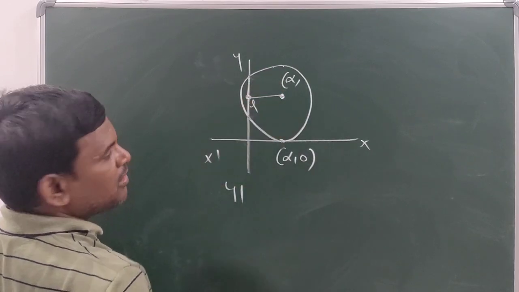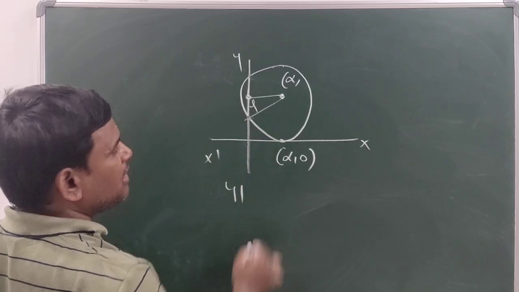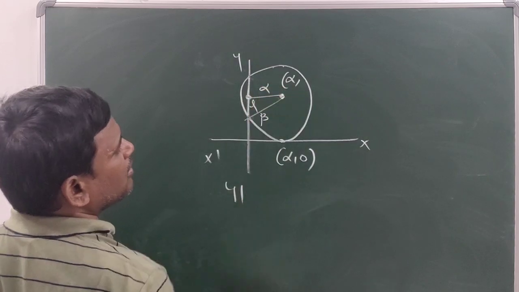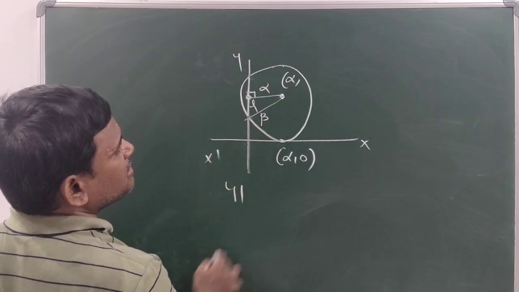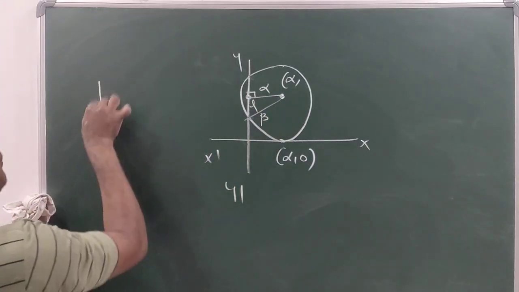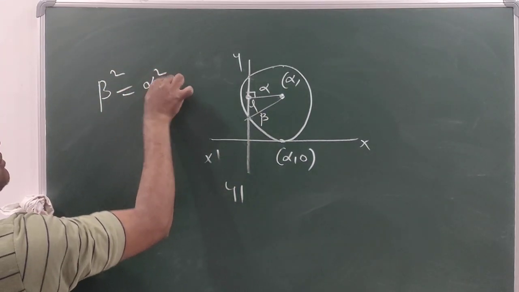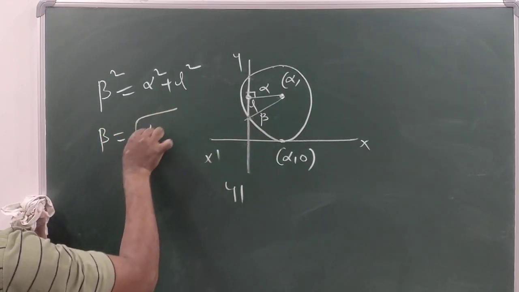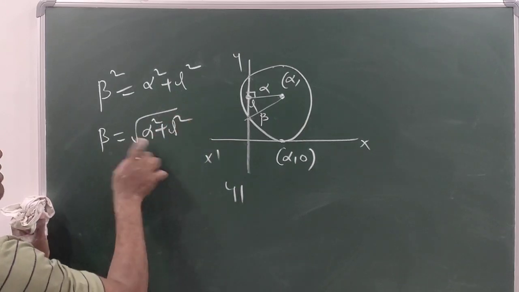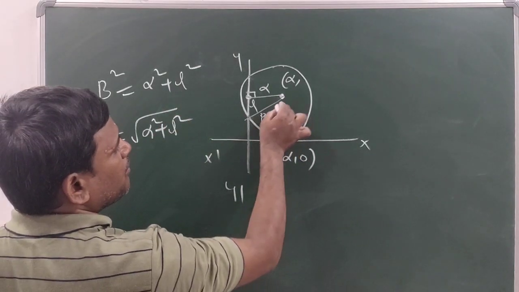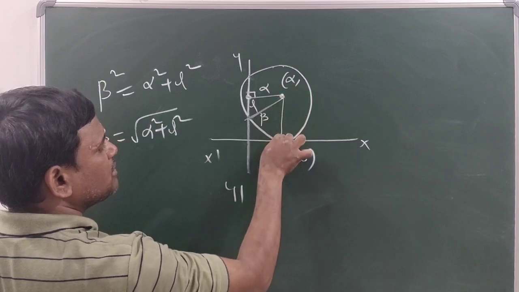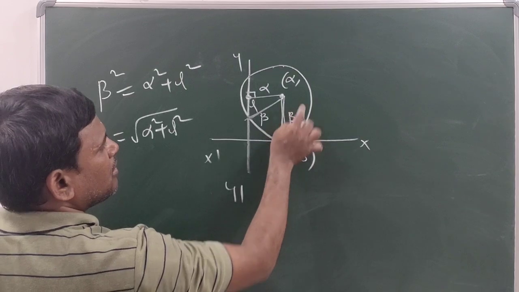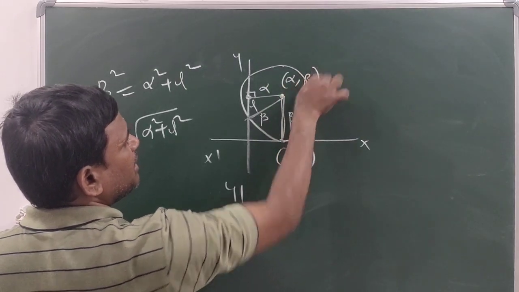Now this is l. You do not know the radius. Let us take this radius as beta. The distance from here to here is alpha, and this makes 90 degrees. Apply the Pythagoras theorem so that beta square is equal to alpha square plus l square. Now beta is equal to root of alpha square plus l square. Now you got the radius. Because this is also a radius, if it is taken as beta, then this will be beta. Now the y coordinate of the center is beta.